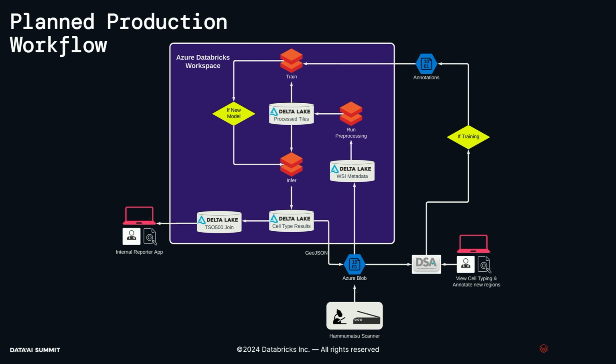Okay, and then here's what the planned production workflow looks like. Right now we have this Hamamatsu scanner scanning new images, and that is picked up by this digital slide archive, which is a cloud viewer. And then you can run this, and you can join it to the TSO 500 results. And then we have an internal app that people who monitor the workflow can look at. We need to do studies before we get this to where the pathologist sees it. But in general, all the engineering is done here.